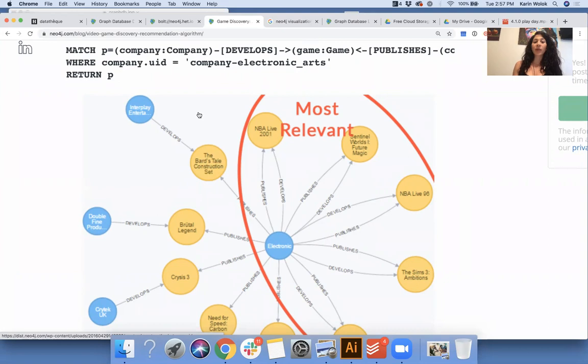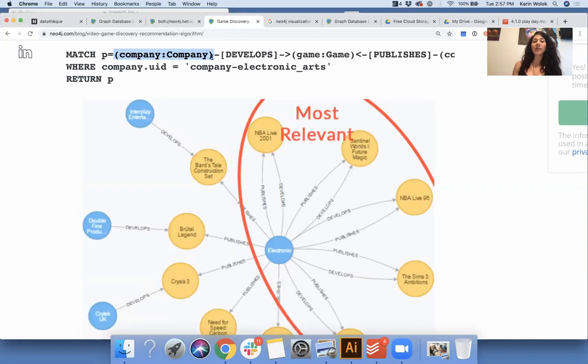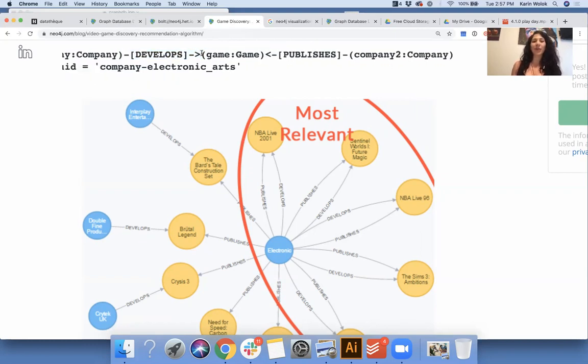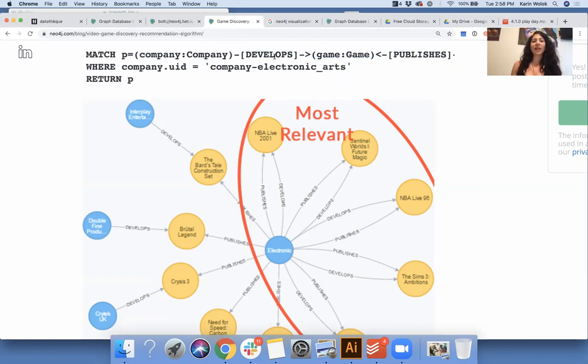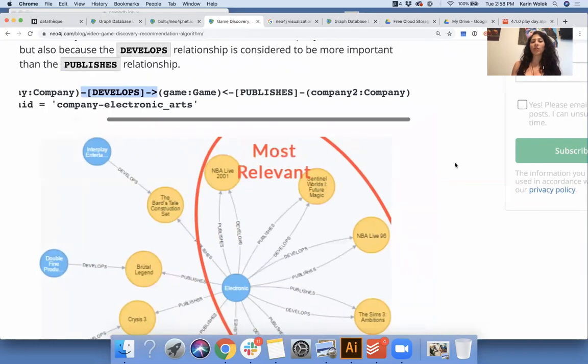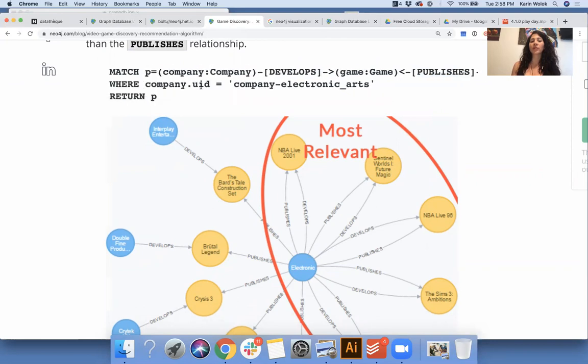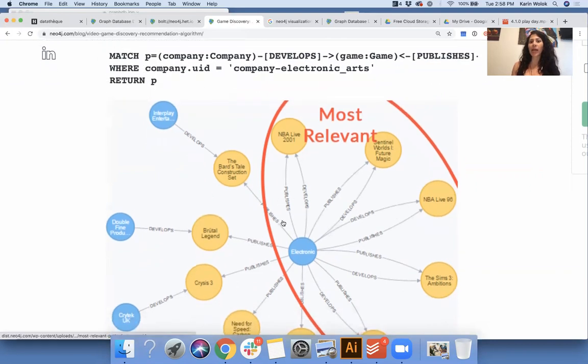Your nodes here, in yellow and blue, are represented by parentheses, see? And then the directional relationships between those nodes are an arrow, literally an arrow, and then brackets. It's almost funny to look at it. You're like, oh yeah, that makes sense. So here's another node. We're looking for a company that develops a game, but there's also another relationship on this side where a company publishes the game, where the company is Electronic Arts. Wow, right? I know, it's crazy.